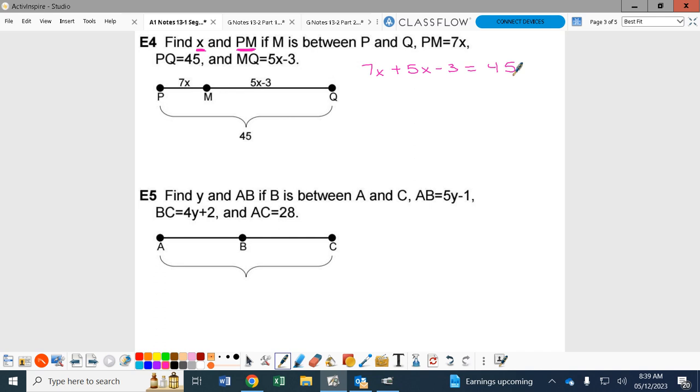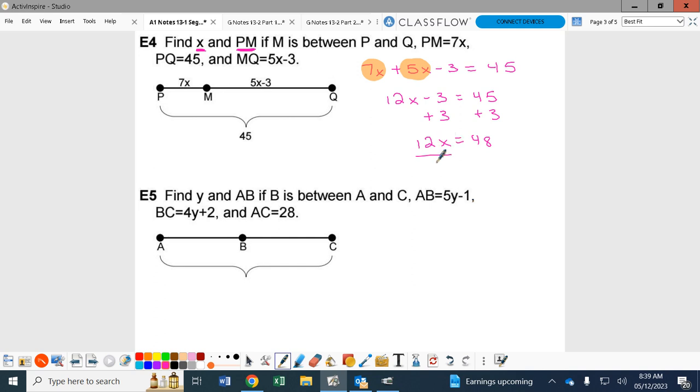So to solve this, it's a combine like terms problem. You're going to combine like terms here with these two variables that both have x's. When you combine those, 7x plus 5x is going to put you at 12x minus 3 equals 45. You're then going to add 3 to both sides to get the x by itself, which would make it 12x equals 48.